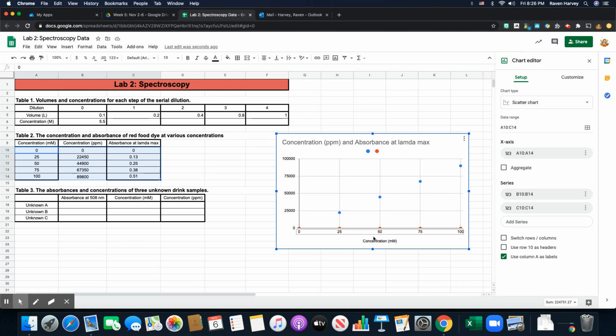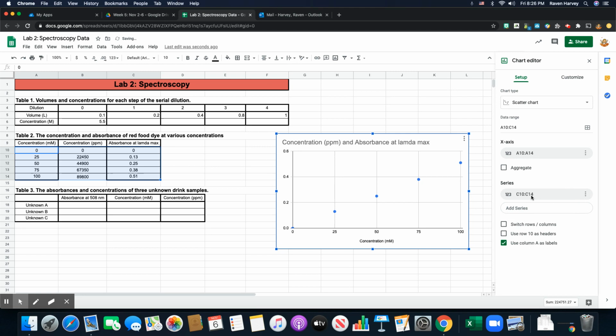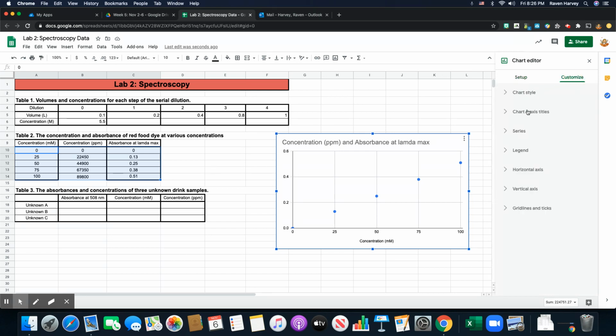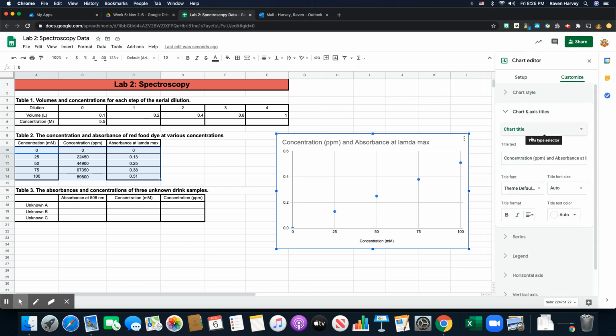When it says series, it's talking about the different things that you're plotting versus the y-axis. So I actually don't need this against concentration again, right? So I'm going to go ahead and remove that series. Now I just have concentration versus absorbance. I'm going to go to Customize, Chart Axis and Titles. My chart title, I'm going to say Calibration Curve for red food dye.